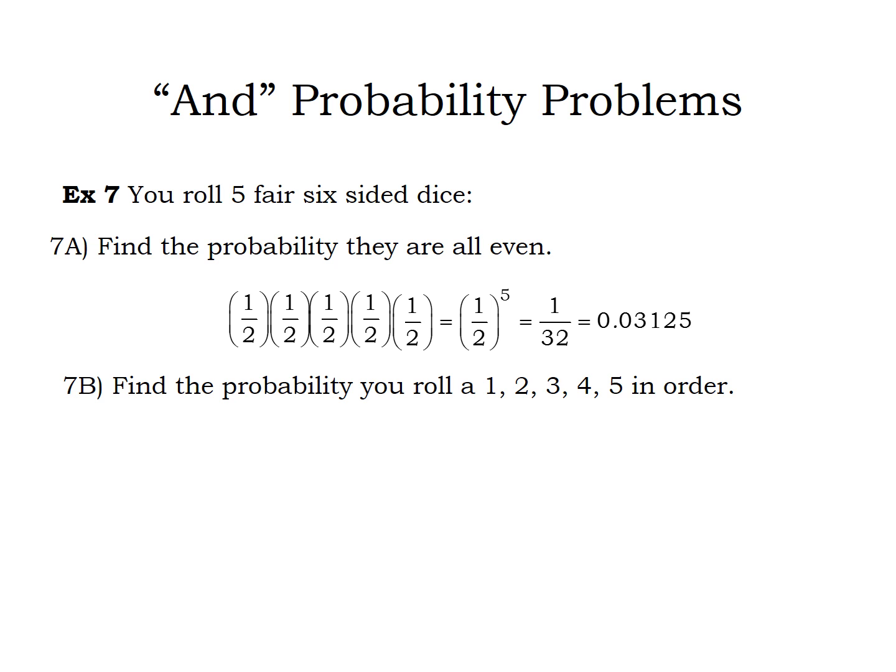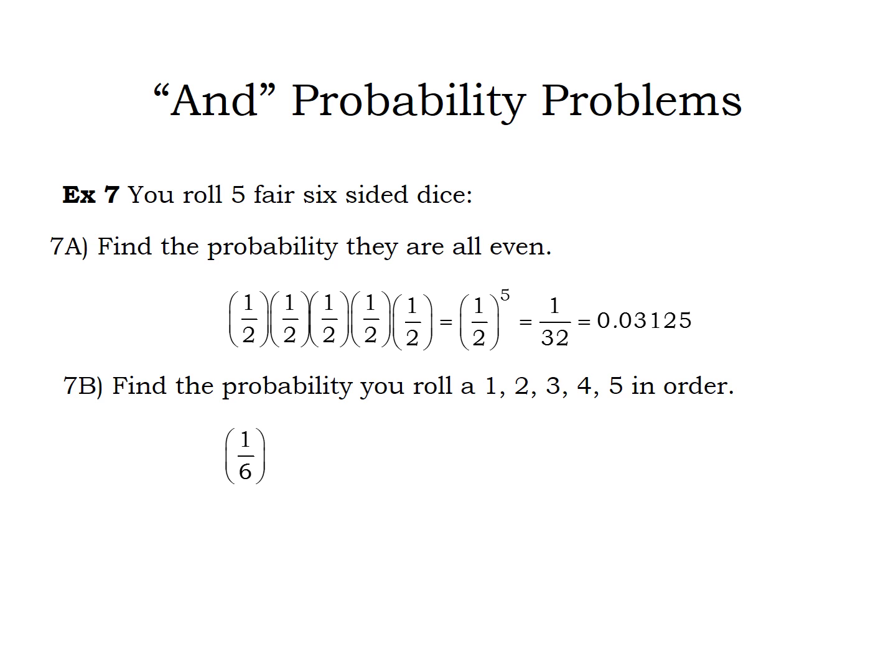So let's look at one more example with the 5 dice. I want the probability that we roll a 1 with the first die, a 2 with the second die, and so on. So we end up with the 1, 2, 3, 4, 5 rolled in that order. Well, again, we're going to worry about the first thing first. We want the probability the first one is a 1. Well, that probability is 1/6.